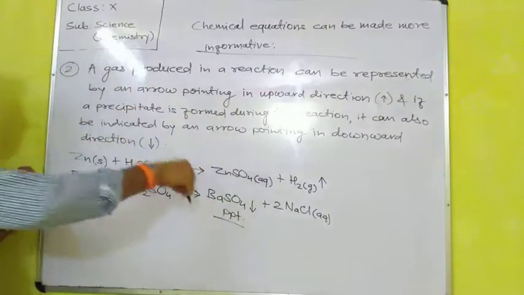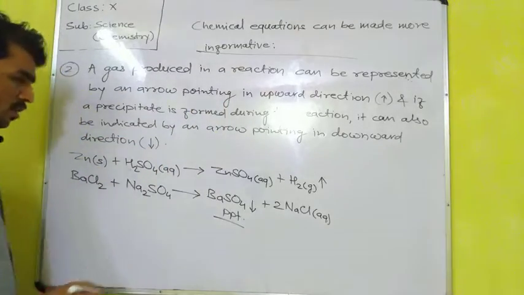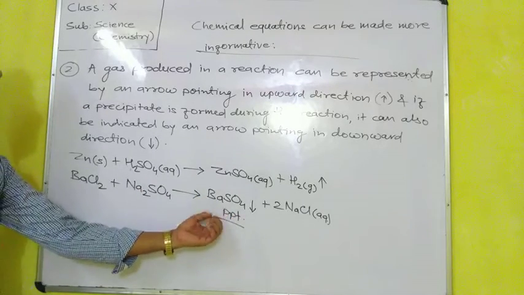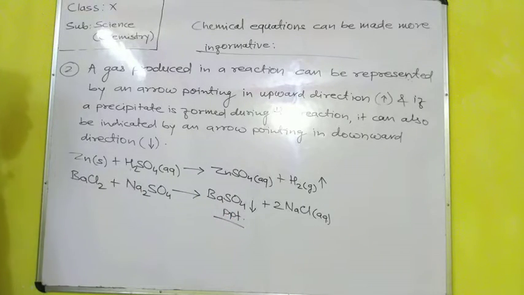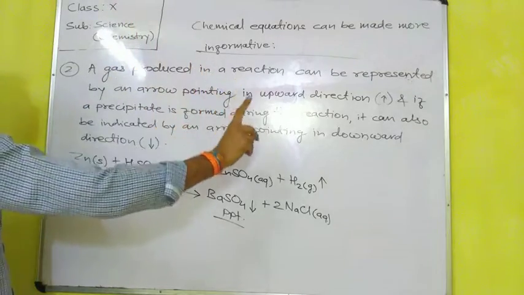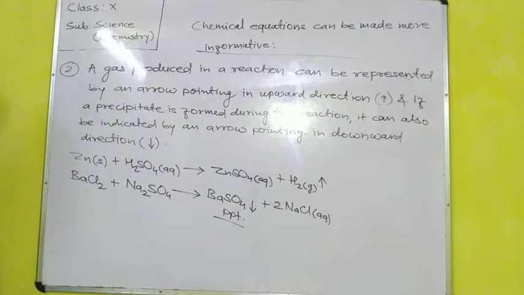Why? Because it goes in the downward direction. Suppose we carry out this reaction in a test tube, then at the bottom of the test tube we will get the barium sulfate. So if a gas is formed, we represent it with an arrow in the upward direction. If a precipitate is formed, then we represent it in the downward direction.